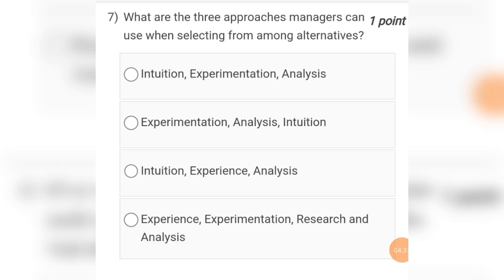Question number 7: what are the three approaches managers can use when selecting from among alternatives? Option A is intuition, experimentation, analysis. Option B is experimentation, analysis, intuition. Option C is intuition, experience, analysis. And option D is experience, experimentation, research and analysis. So the appropriate answer for question number 7 will be option C, that is intuition, experience, analysis.